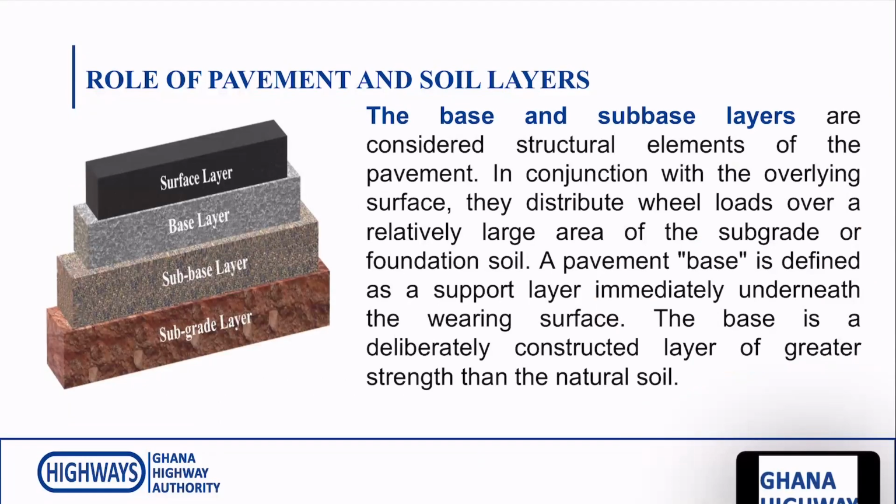The base and sub-base layers are normally called unbound layers because they are just natural material. They are considered structural members of the pavement, and then they, in conjunction with the surface, distribute loads over a relatively large area of the subgrade. The base is the support layer immediately below the surface, and it is greater in strength than the subgrade.